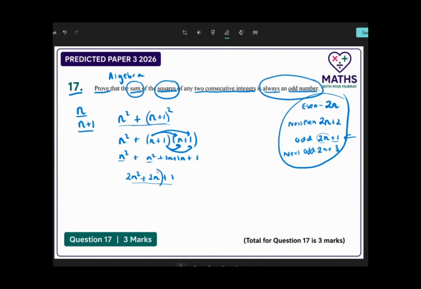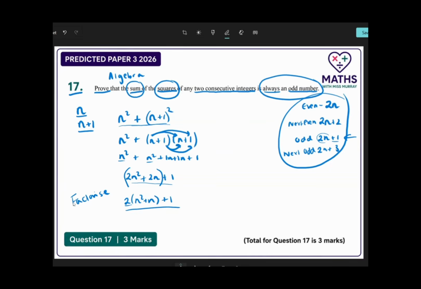Well, if we look at this here, I can prove that this is even by factorising just this part here. If I take the 2 out and put n squared add n there, if you multiply any number by 2, it's going to be even. It's therefore a multiple of 2, and it's in the 2 times table. So this is an even number, and if I add 1 to it, that proves that it's going to be an odd number. So the proof at the end is the factorising. You often have to factorise at the end to complete your proof question.